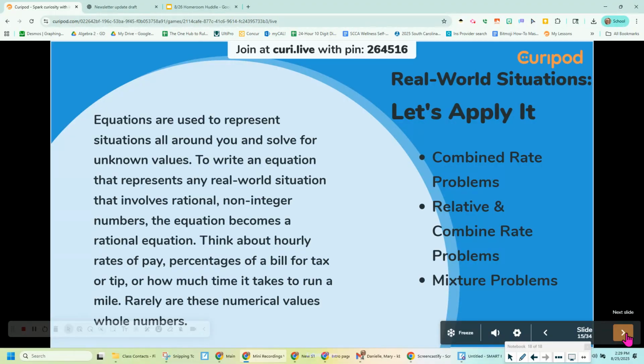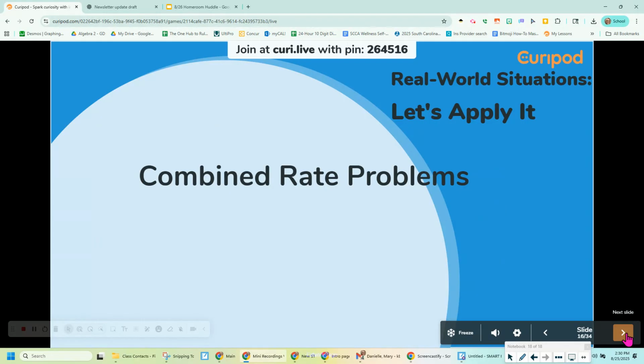To write an equation that represents any real-world situation that involves rational non-integer numbers, the equation becomes a rational equation. Think about hourly rates of pay, percentages of a bill for tax or tip, or how much time it takes to run a mile. Rarely are these numerical values whole numbers. So let's focus on combined rate problems.